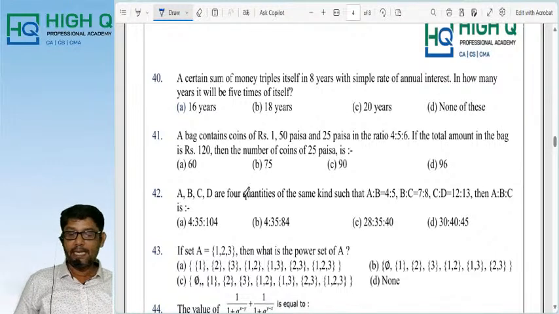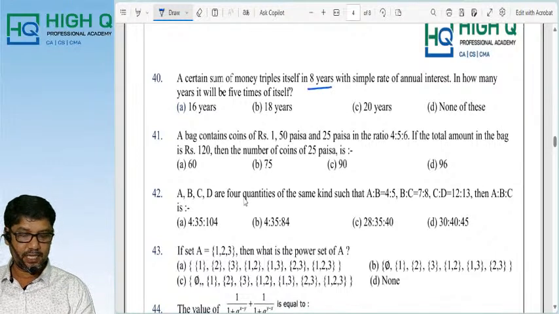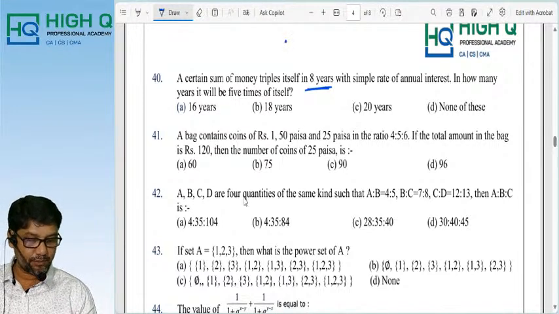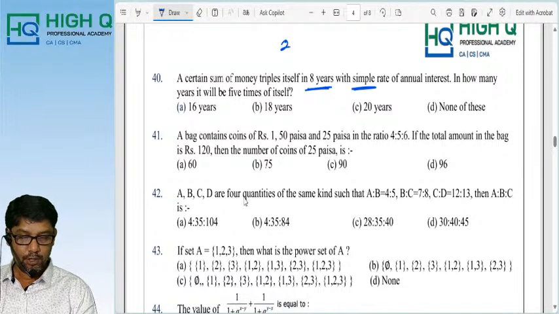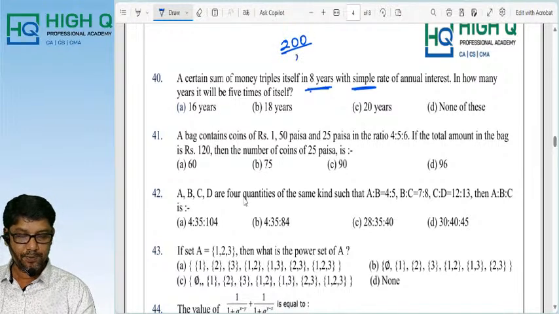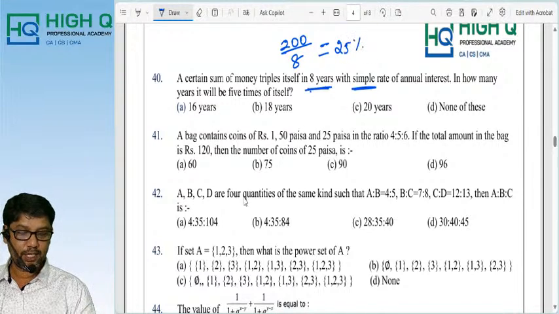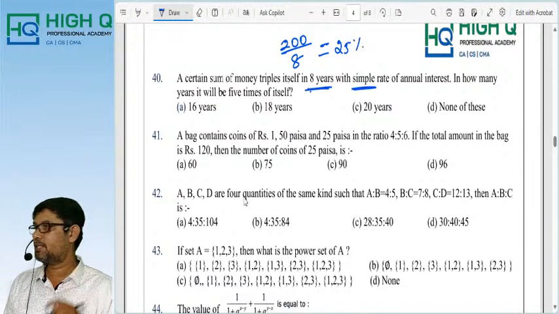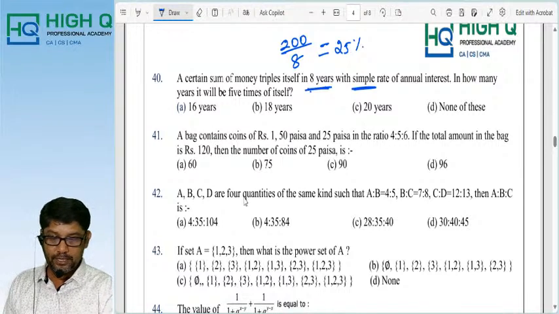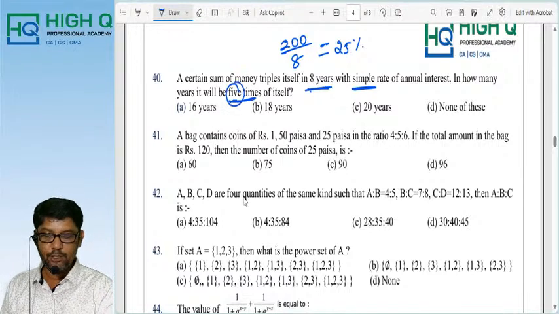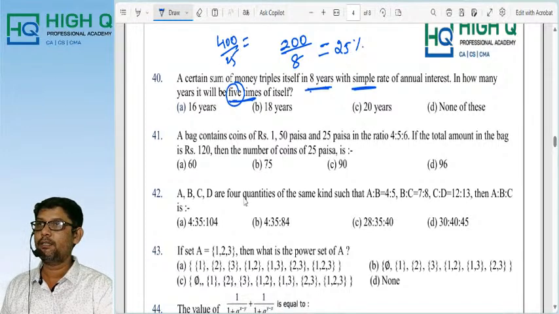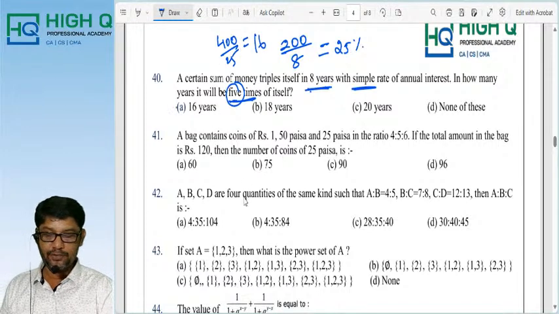Now, a certain sum of money triples itself in 8 years. It's a simple interest question. Am I right? So, therefore, 200 divided by 8. What is 200 divided by 8? 25. This is our rate of interest. So our rate of interest is 25%. In how many years will it be 5 times? 5 times means 400 divided by 25. What is it? 16. Therefore, number of years is 16.